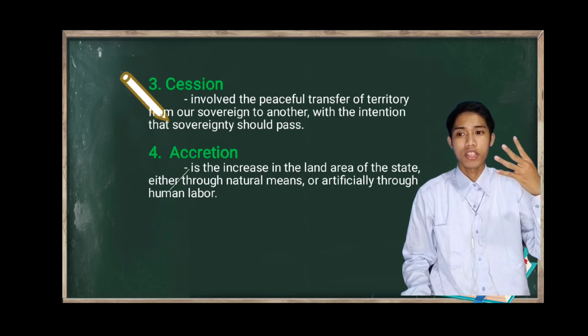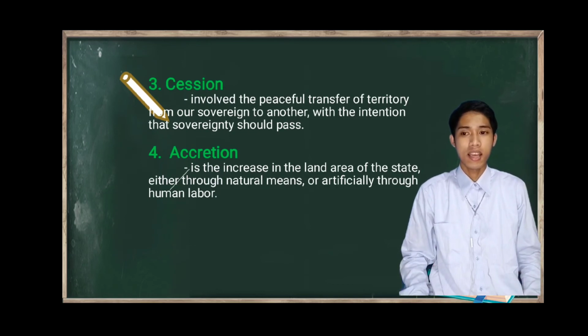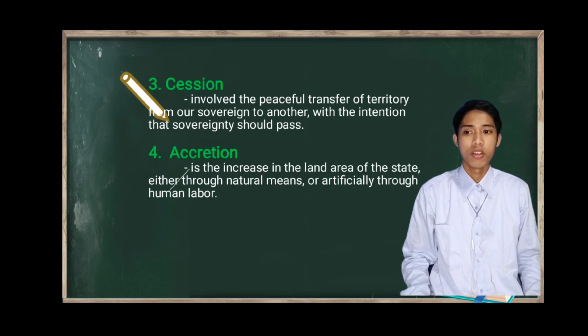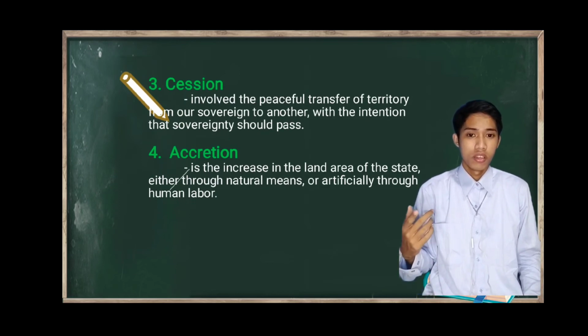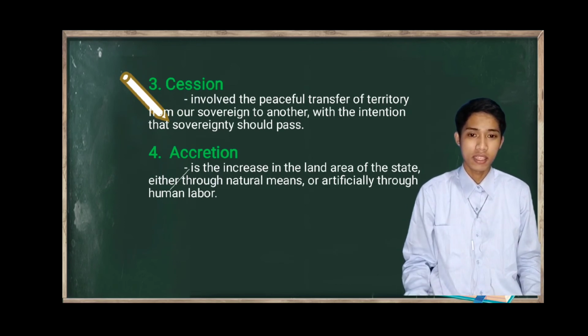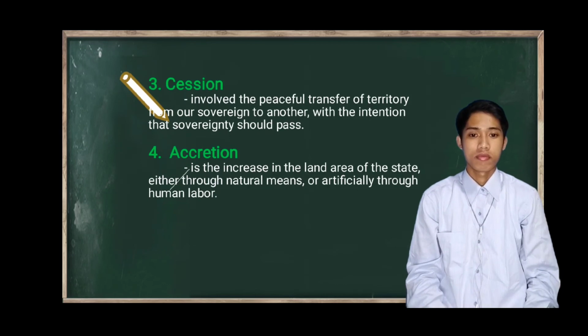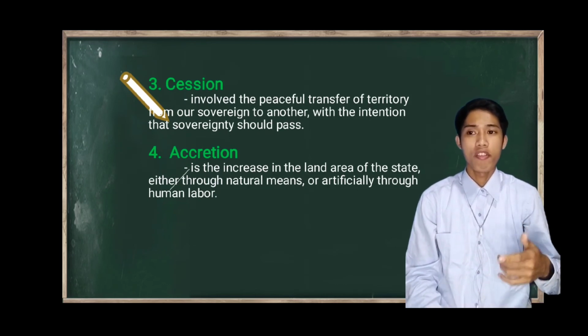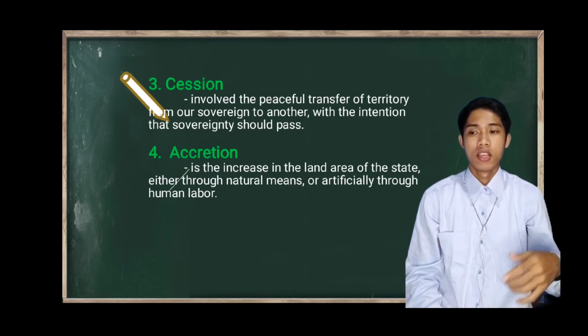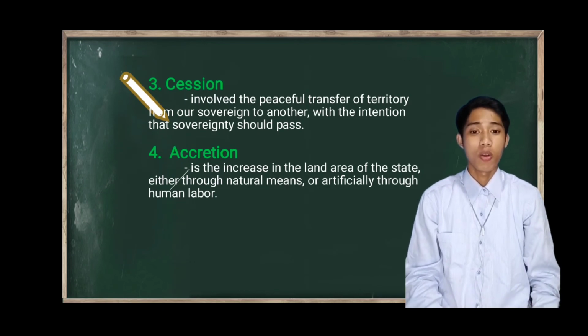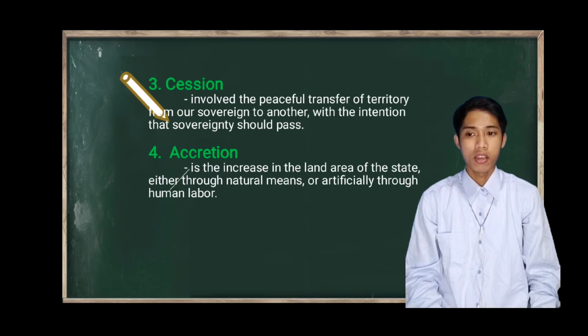Fourth, accretion is the increase in the land of the state, either through natural means or artificially through human labor. So, in general, this is something that is added. An example of accretion is a garage someone may build on his home, or the addition of soil to land by gradual natural deposits.